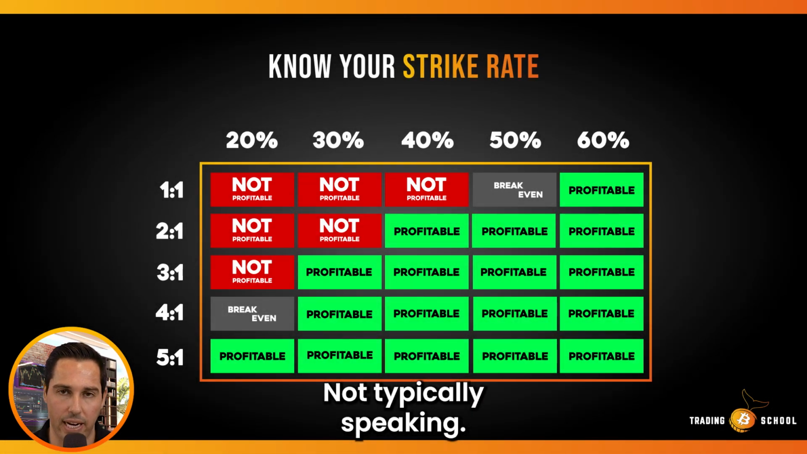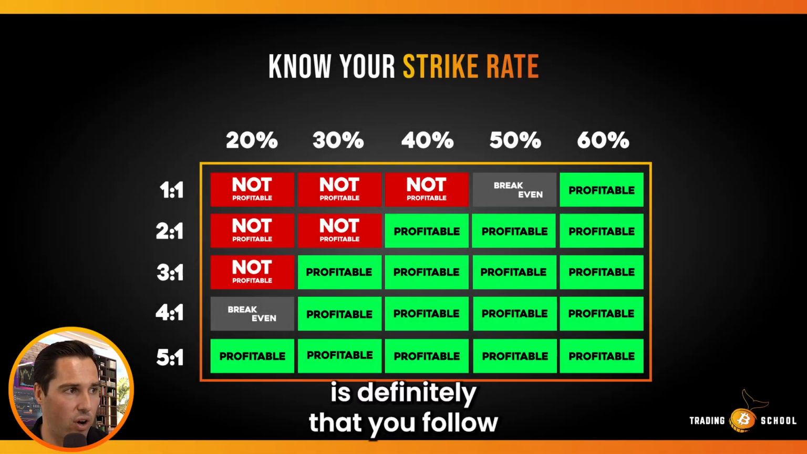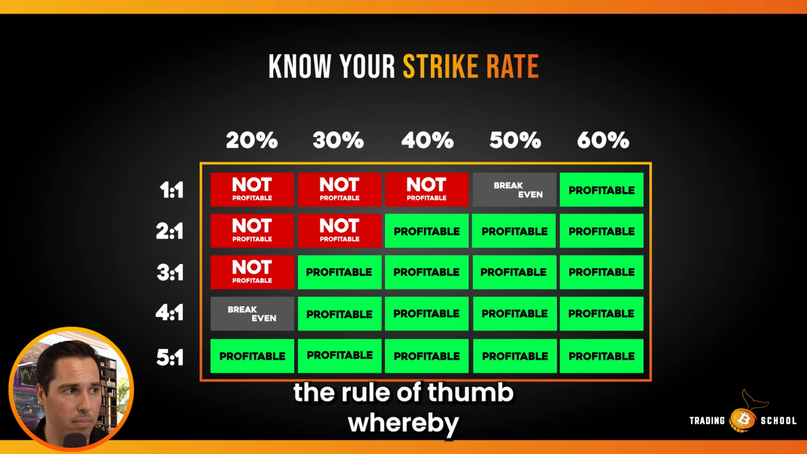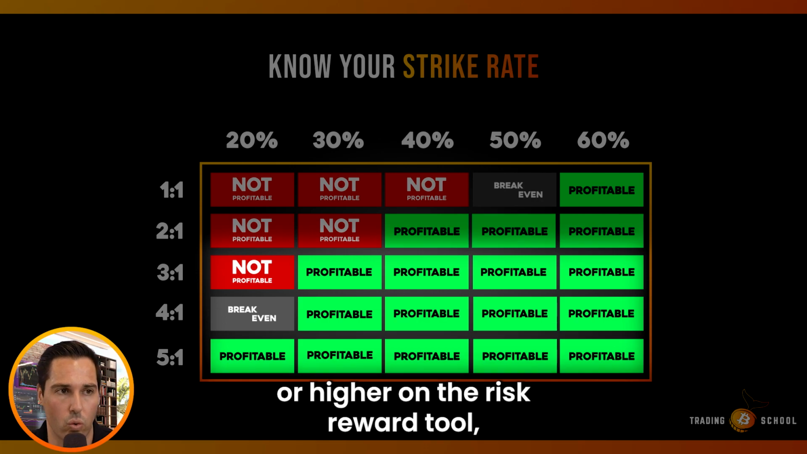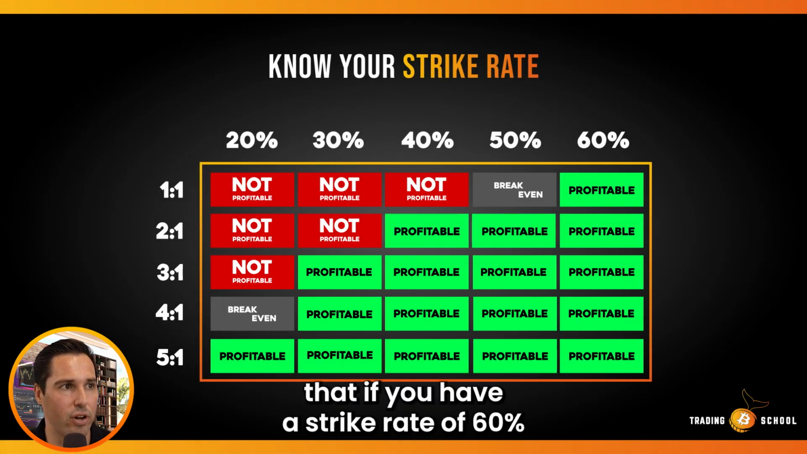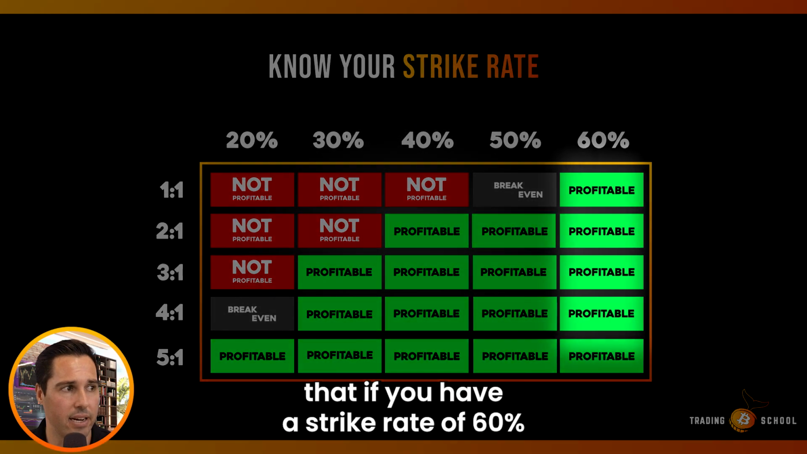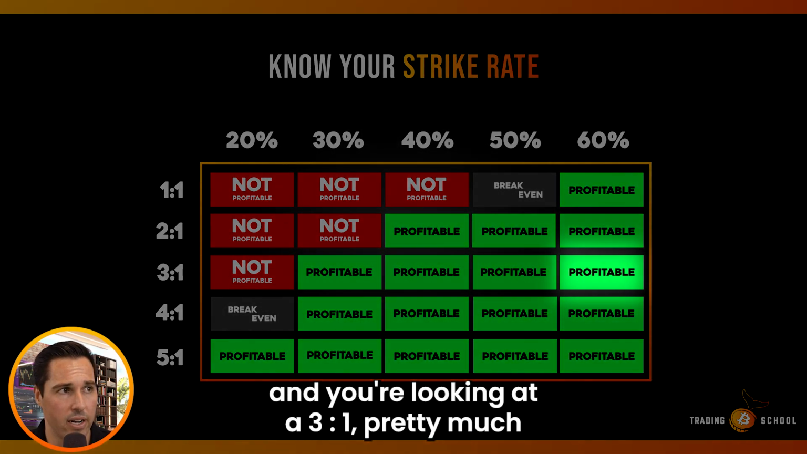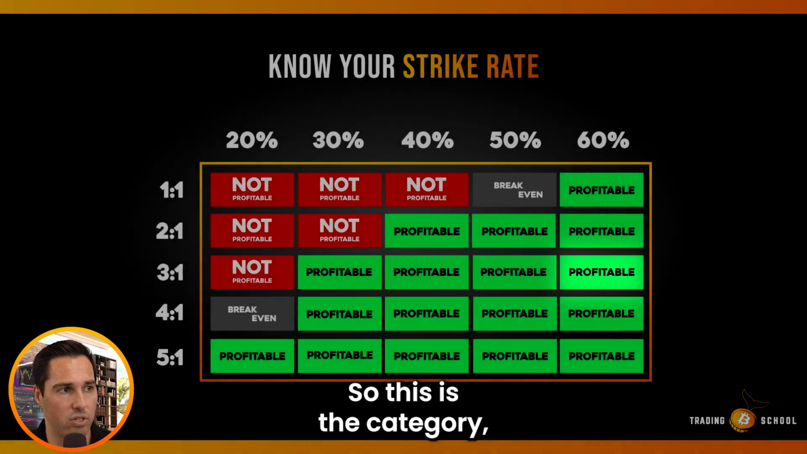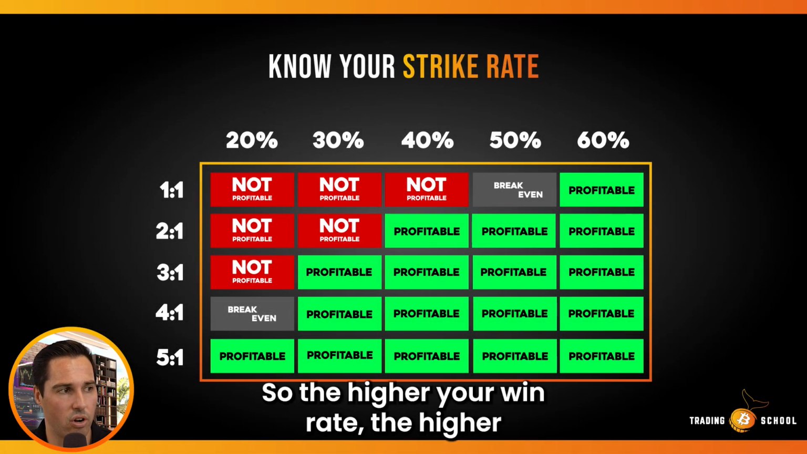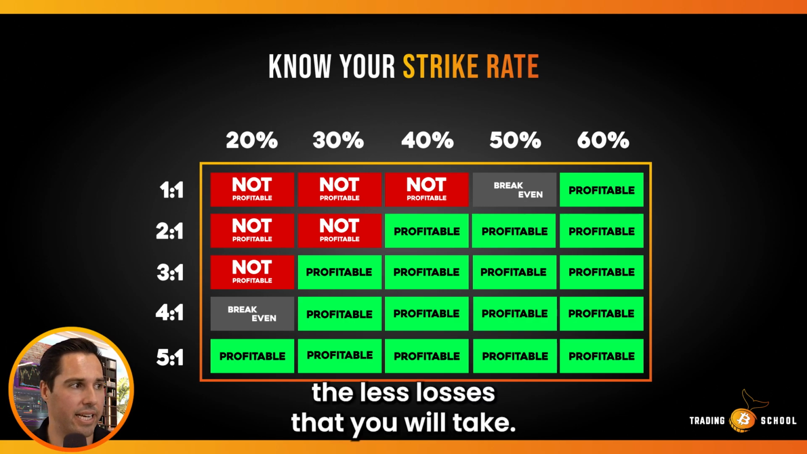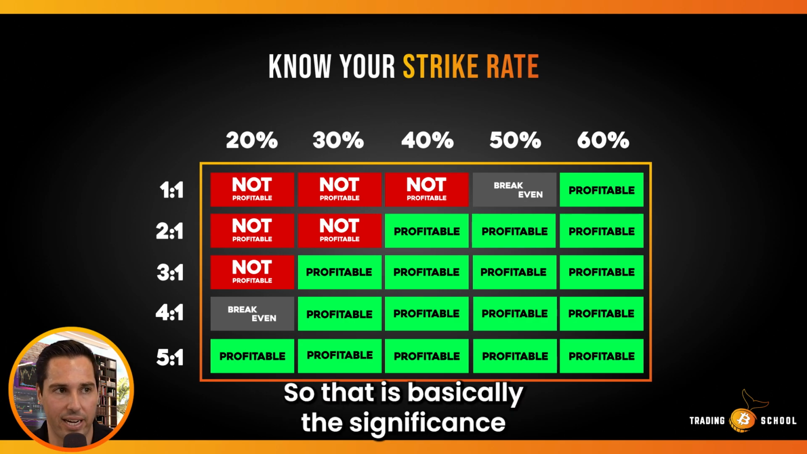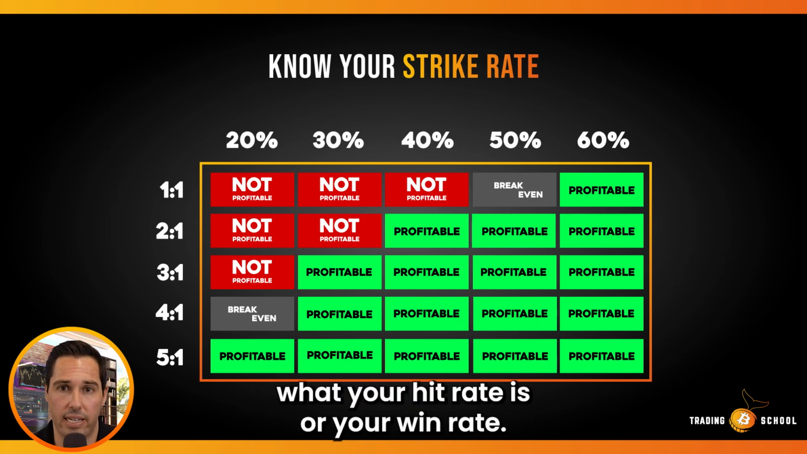Now, typically speaking, my recommendation is definitely that you follow the rule of thumb, whereby you're looking for at least a 3-to-1 or higher on the risk to reward tool. Which means that if you have a strike rate of 60% and you're looking at a 3-to-1, pretty much you will be profitable. So this is the category where you'll be profitable. The higher your win rate, the higher the risk to reward you can look for, and therefore the fewer losses you will take. So that is basically the significance of understanding what your hit rate or your win rate is.